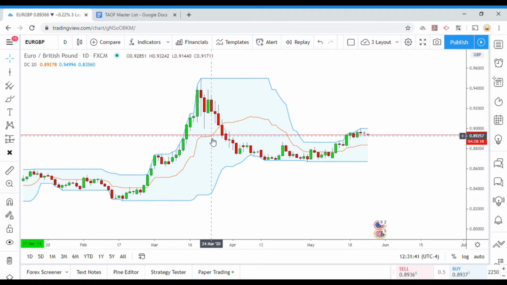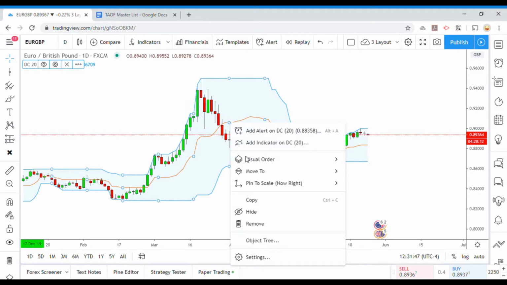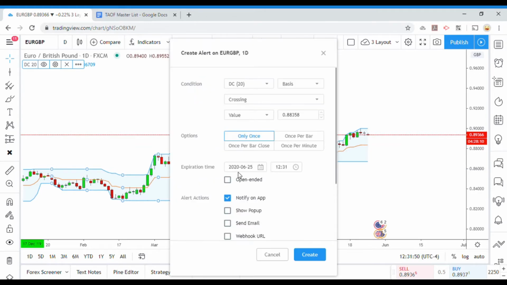I would hover it over top of the line that I want to set as the alert, and I would right click. It pops up this, and I would add an alert. And it brings up this box right here, and this gives me my conditions.